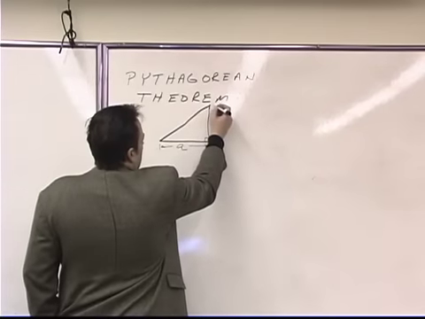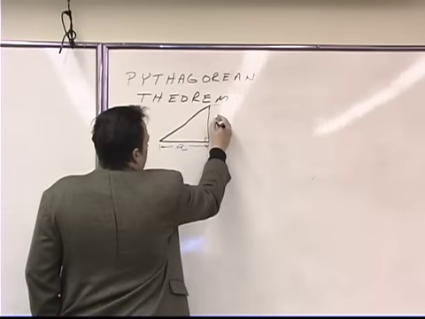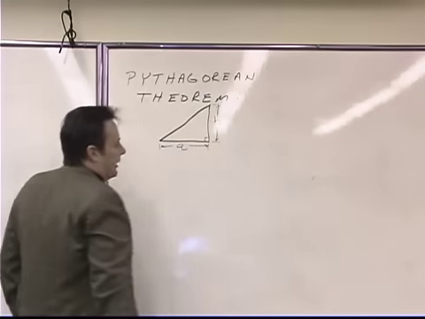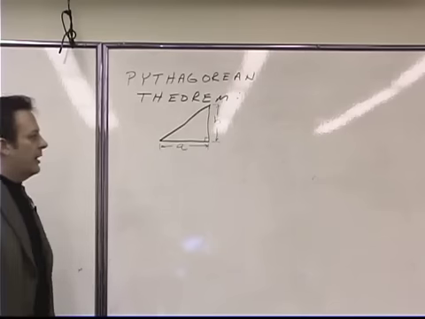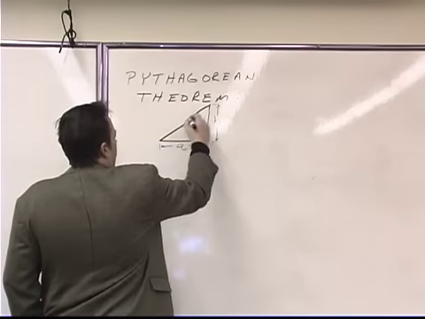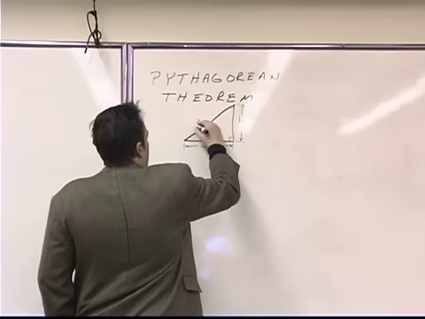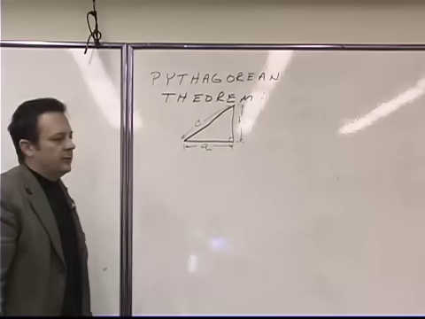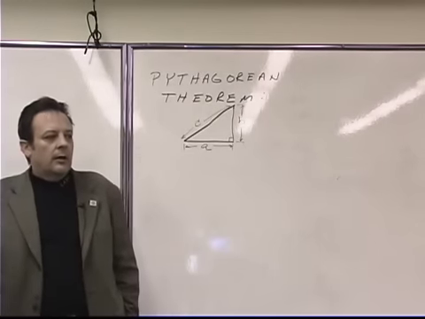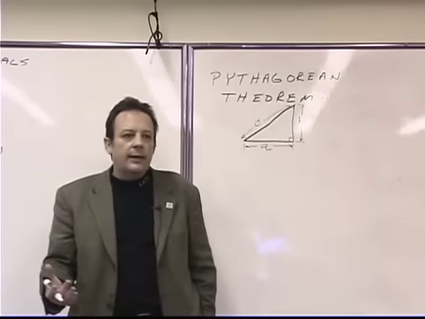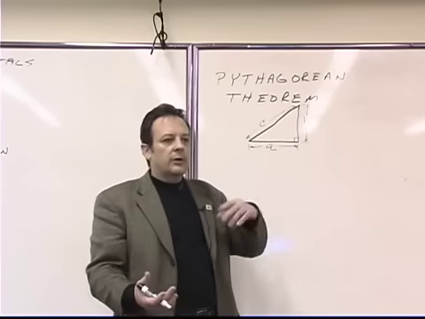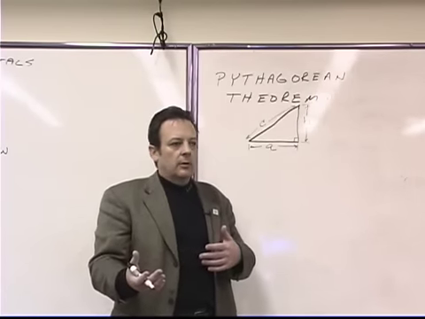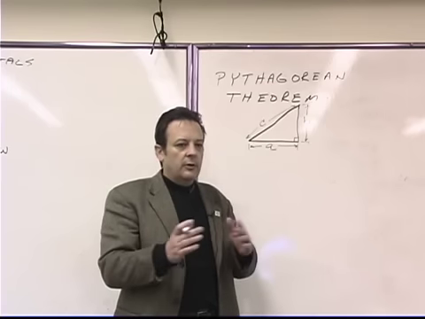The vertical segment of the triangle is usually designated with a lowercase b. It could be any letter, but that's just the convention that's used in mathematics. And then, of course, the longest side of the right triangle is the hypotenuse, and it's designated with the letter C. So the Pythagorean theorem gives us a mathematical formula that allows us to calculate any one side of the triangle if we're given the other two. Okay? You have to be given two in order to be able to use it. But if you're given any two, then you can find the other one.